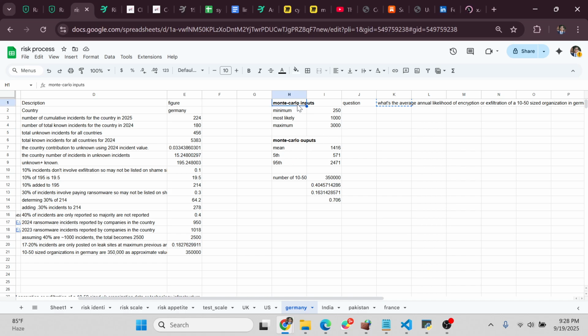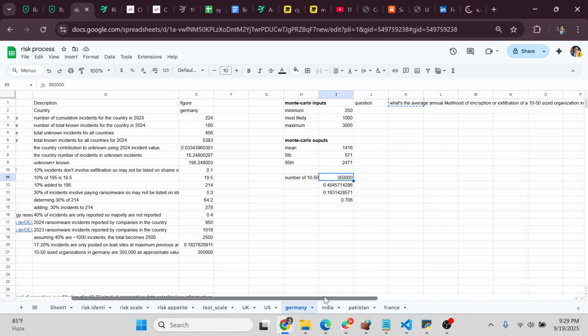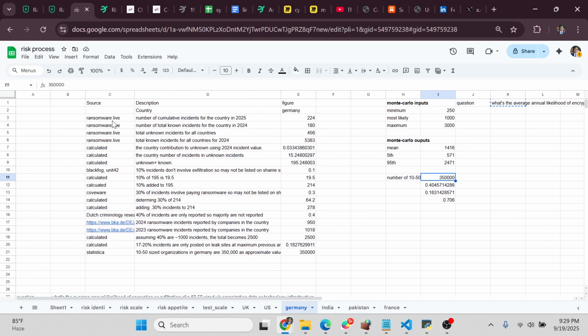I will also be using Monte Carlo. This is pretty standard. And I'm also going to need the number of 10 to 50 size organizations in Germany, which include businesses as well. So yeah, those would be the inputs. So let's start with Ransomware Live.